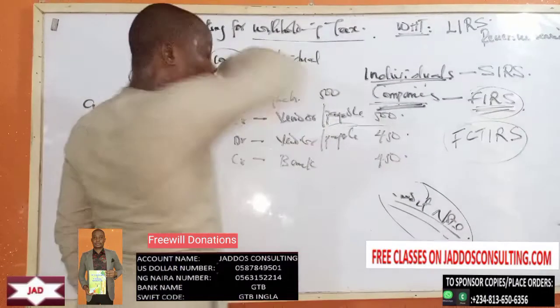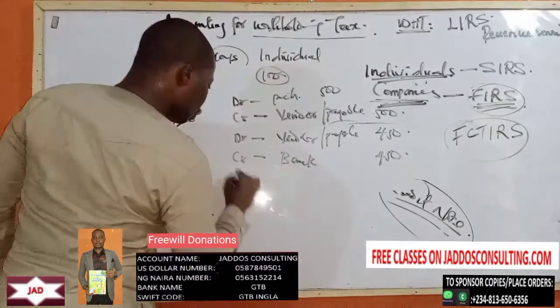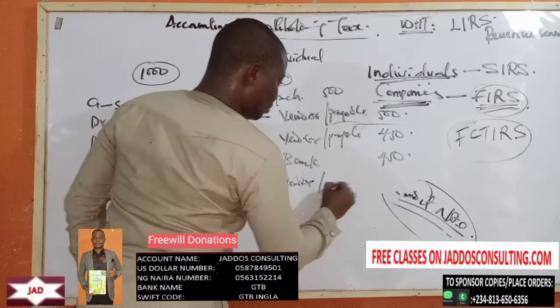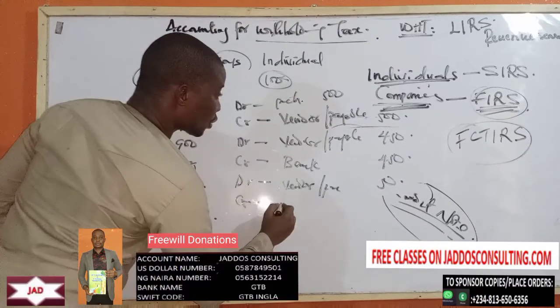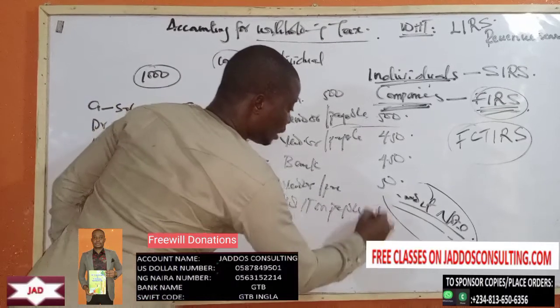But that is not your own. You're supposed to remit it on his behalf to the Inland Revenue Service. So what do you do? You're going to debit him again, that's the vendor or payable, with how much? 50 naira. And then you now credit what? Withholding tax on payable. How much? 50 naira.